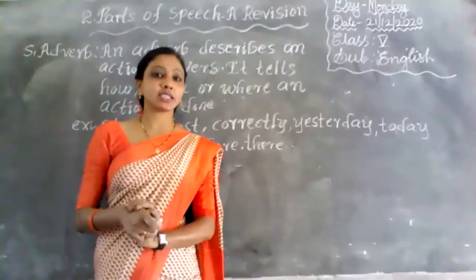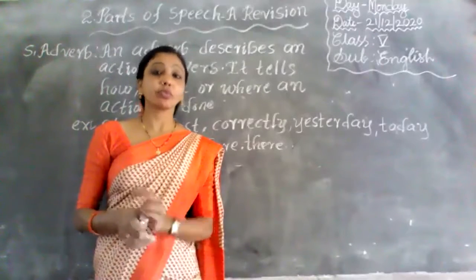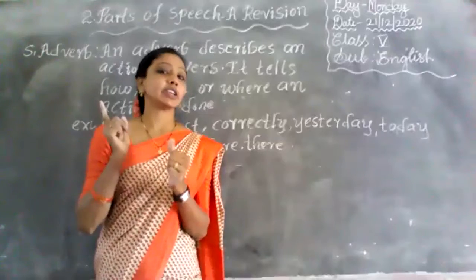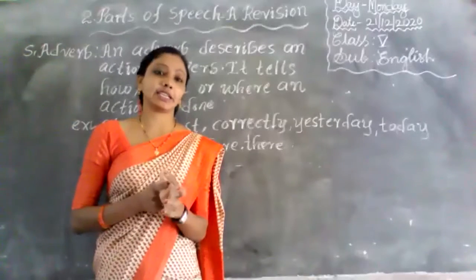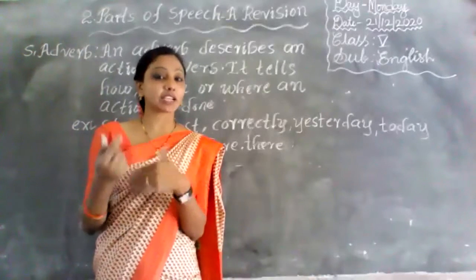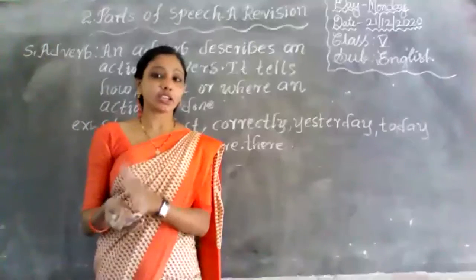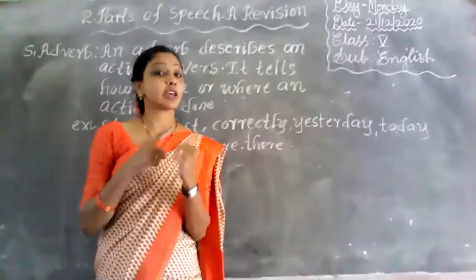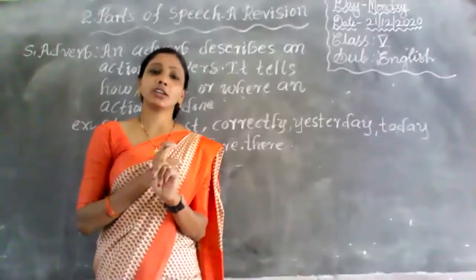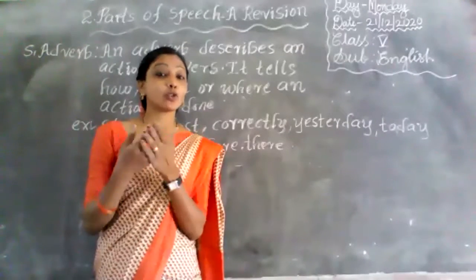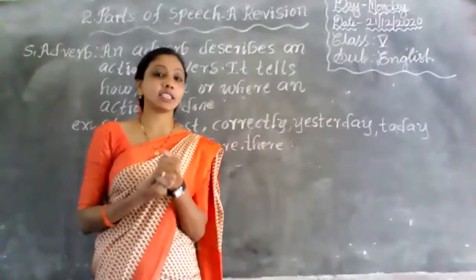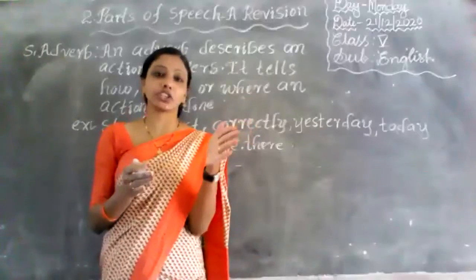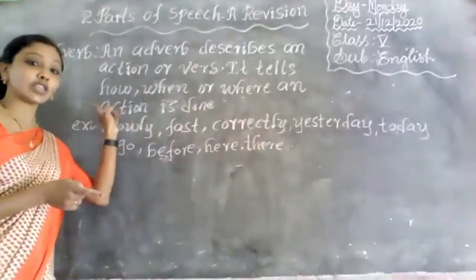Just as I explained in the previous class, now you are writing notes. How are you writing? Are you writing neatly? Are you writing ugly? Are you writing fast? Are you writing very slowly? So it describes how the action is going on. Some girls will write neatly. Some write ugly. Some write fast. Some write slowly. So it describes slowly, fast, neatly, ugly. These are all adverbs. So these adverbs are describing the action, how the action has been done.